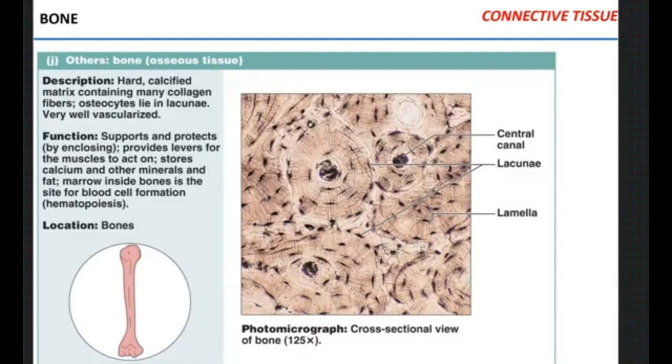Maybe skip location and the function. You all understand why we need it, right? Basically, the biggest difference is that it's calcified. It has a lot of calcium, that's why it's hard. And these are osteons. I'm not going to spend any time on the osteons because we're going to talk about it in Unit 5.